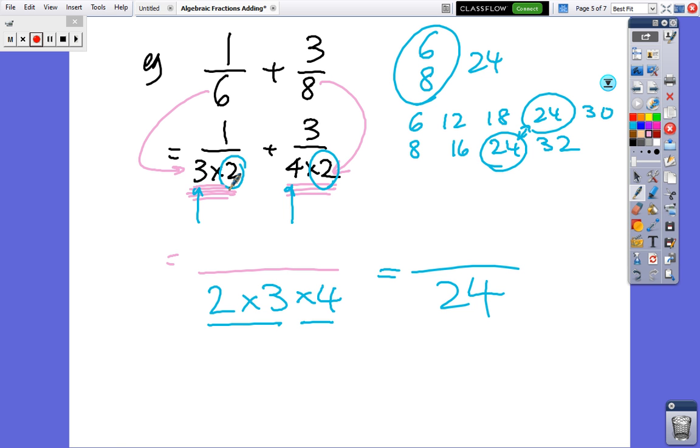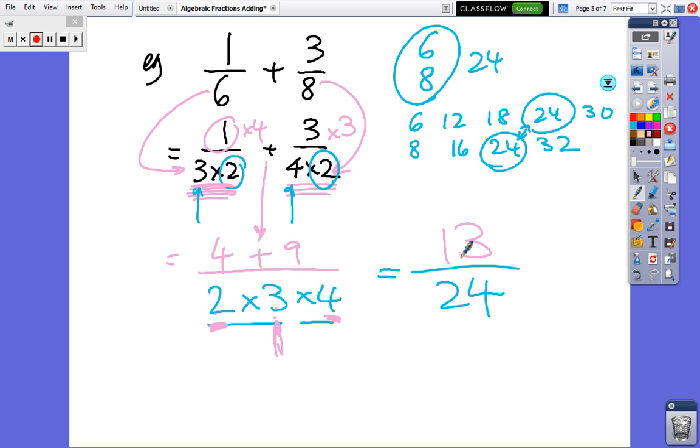Okay, so this number has a 3 and a 2, so it needs to be multiplied by 4. So the first number turns into a 4. Bring the plus sign down because it's a plus. And then the second number has the 4 and the 2, so it needs the 3. So that means I have to multiply that number by 3 because that's the number that was missing. So 3 times 3 is 9. So the answer would be 13/24.